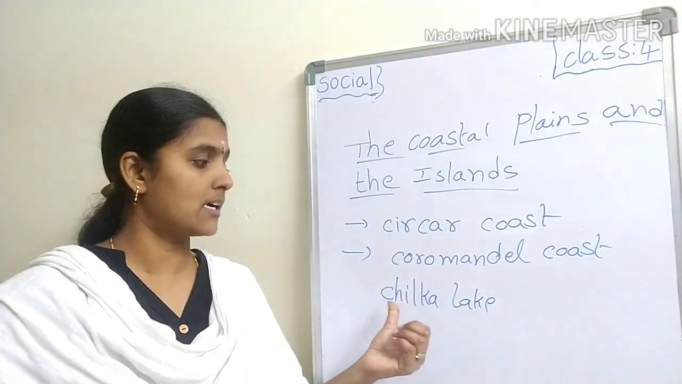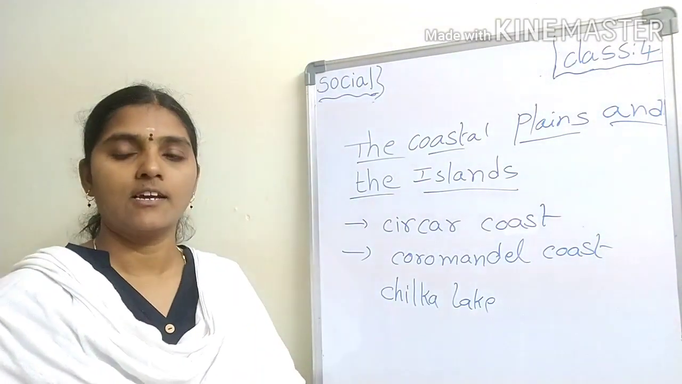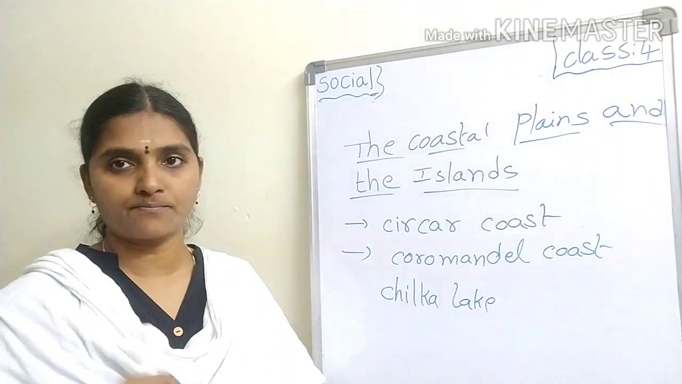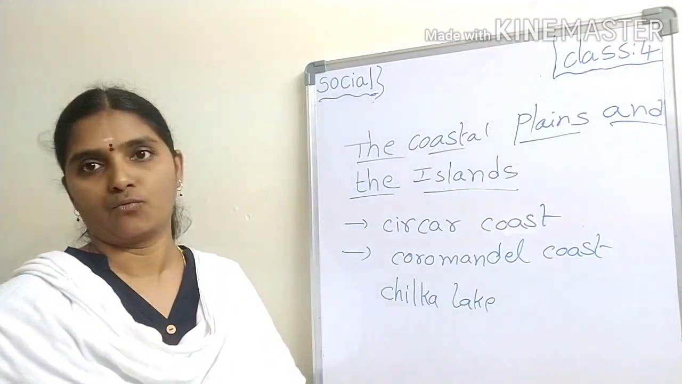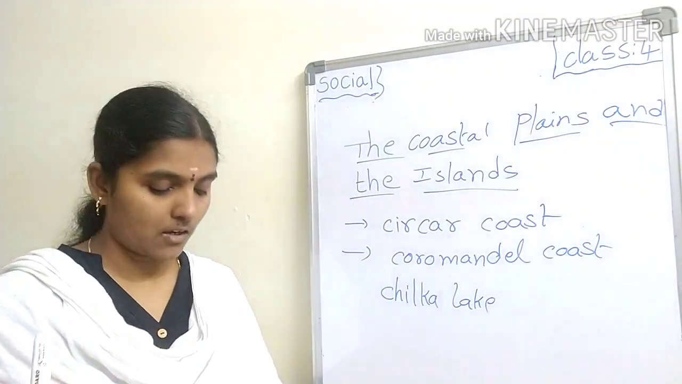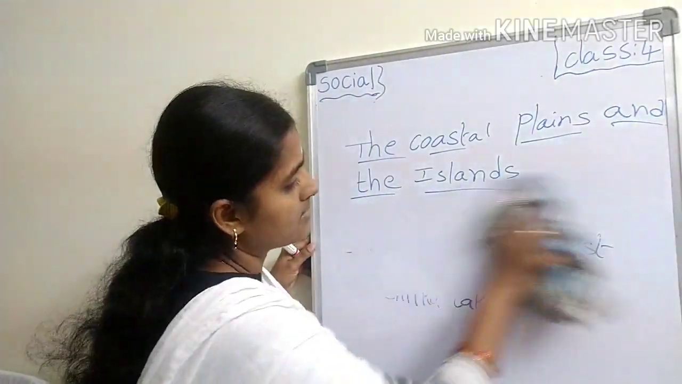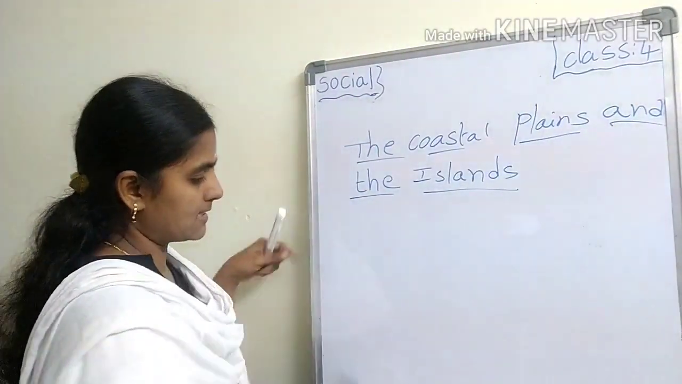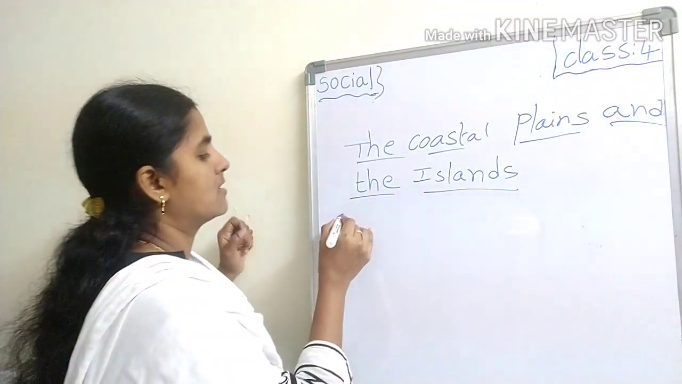Next, the Chilka Lake, the largest saltwater lake in India. It is in Odisha. Next, western coastal plains. The western coastal plain is a thin strait.